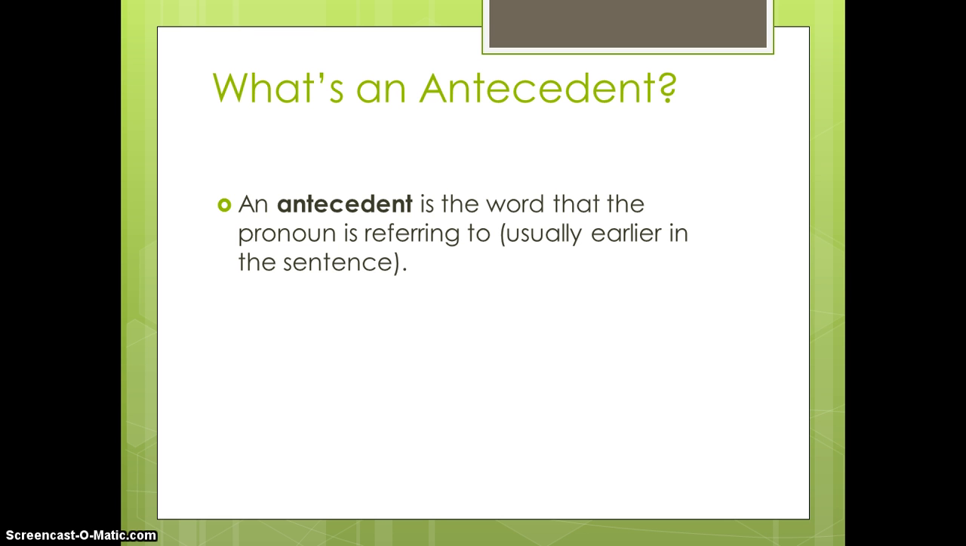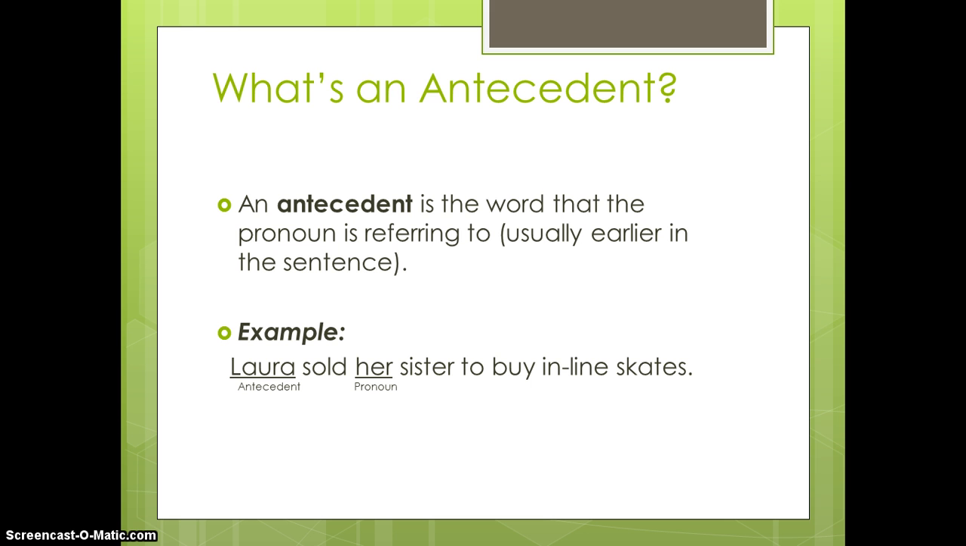Let's look at an example so you can see what we're talking about here. Laura sold her sister to buy inline skates. Let me tell you, Laura got a very good price for her sister. But the pronoun we see is her. And that her is referencing Laura. So Laura is our antecedent in this instance.